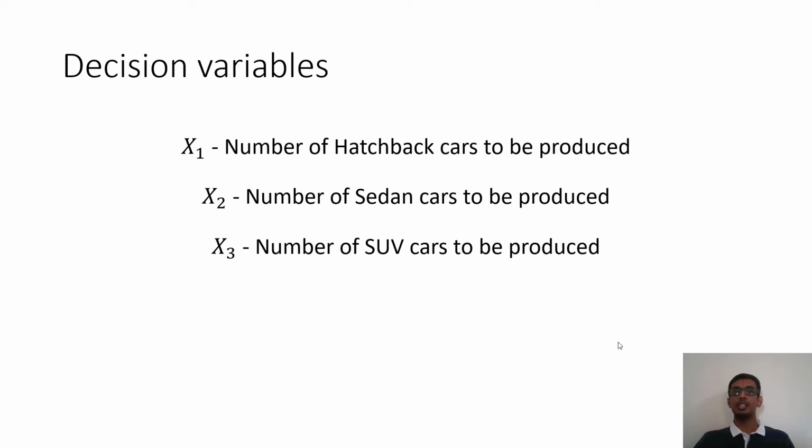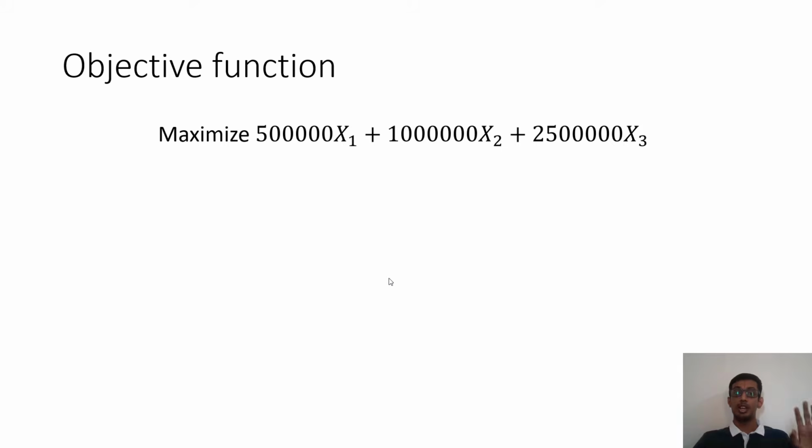So how does it look? You need to first define the decision variables. The three decision variables are the number of cars to be produced: x1 is the number of hatchback cars to be produced, x2 is the number of sedan cars to be produced, and x3 is the number of SUV cars to be produced. Your objective function is to maximize the revenue from selling these three cars. You generate a revenue of 5 lakh rupees from selling a hatchback car, 10 lakh rupees from selling a sedan car, and 25 lakhs from selling an SUV car. So this is the revenue which you intend to maximize.